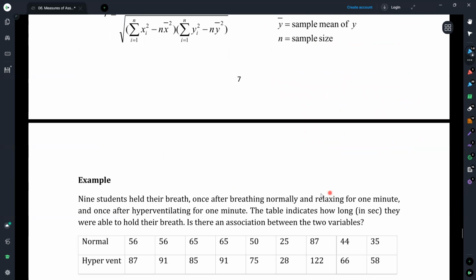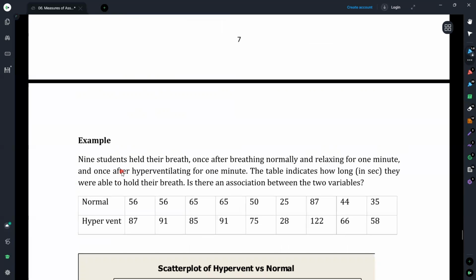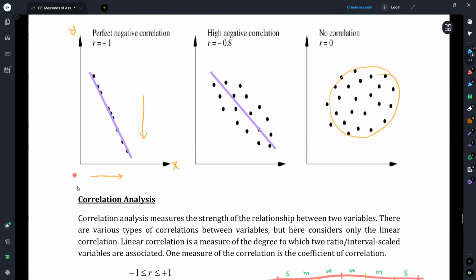As an example, here we have considered that 9 students held their breath once after breathing normally and relaxing for 1 minute, and once after hyperventilating for 1 minute. Here we are considering the same 9 students under the normal condition as well as under the hyperventilated condition. This would be the set of values that we get for student number 2 under the normal and hyperventilated conditions, and these would be the values obtained for student number 9 under the normal and hyperventilated conditions.